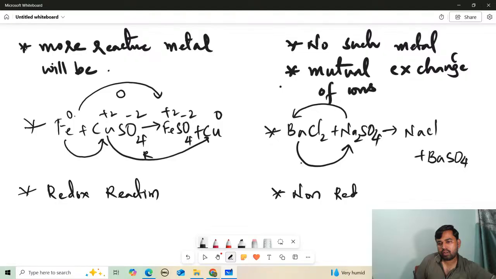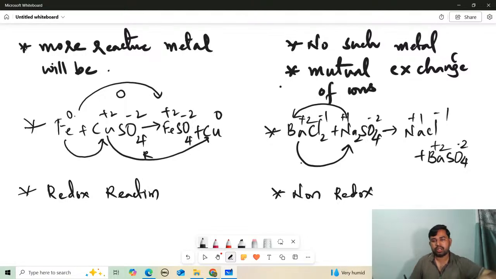Why can we call it non-redox? You see here, barium is plus 2, here also plus 2. Chlorine is minus 1, here also minus 1. Na is plus 1, here also plus 1. Minus 2, here also minus 2. No change in the oxidation number. This you should know. So redox and non-redox.